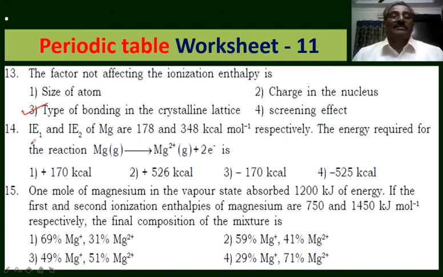Next, 14th one. IE1 and IE2, that is first ionization energy and second ionization energy of magnesium, are 178 and 348 kilocalories per mole respectively. The energy required for the reaction Mg gives Mg2+ plus 2e- is dash. The options are 170 kilocalories, 526 kilocalories, minus 170 kilocalories, minus 525 kilocalories. Let us see.